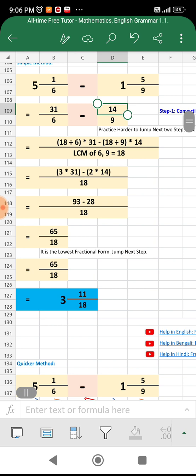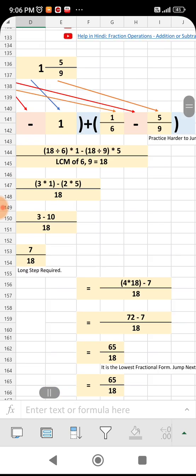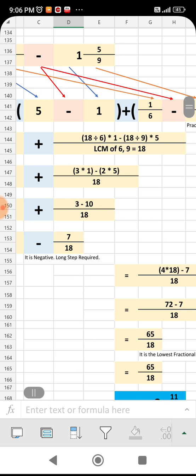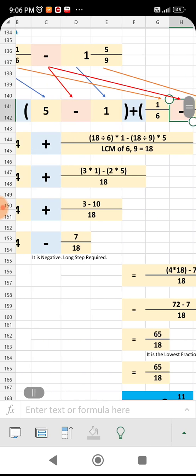That means you have to do difficult multiplication. It is the simple method, not the simpler method. This is the much simpler method. Just the complexity comes because of the minus here. Why is it minus? Because this is minus. It will always be plus, whether it is minus or plus doesn't matter.